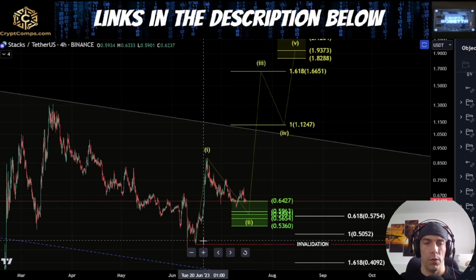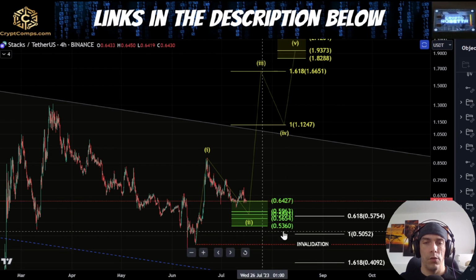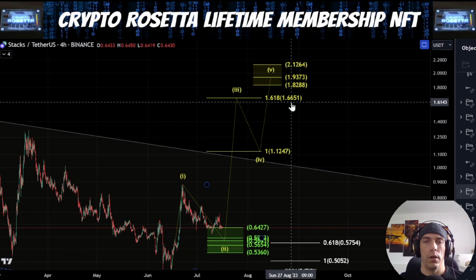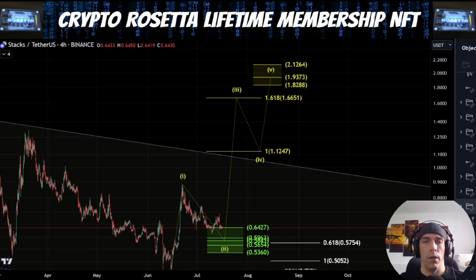But if we're looking at it from this point here, that would be our invalidation point, and I wouldn't want to see us lose 53.60. Looking for this $1.66 as a potential wave 3.